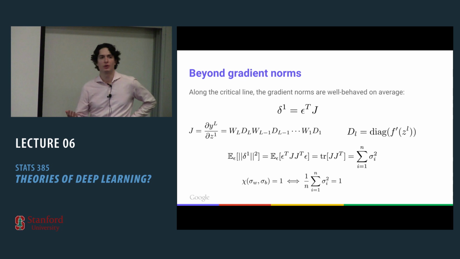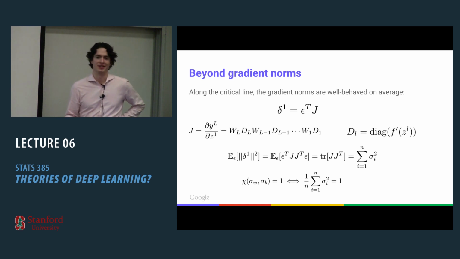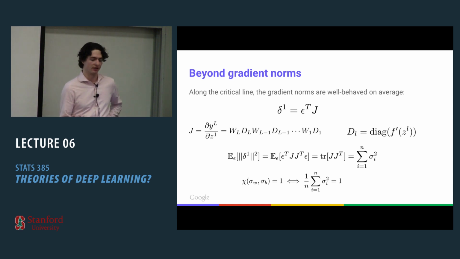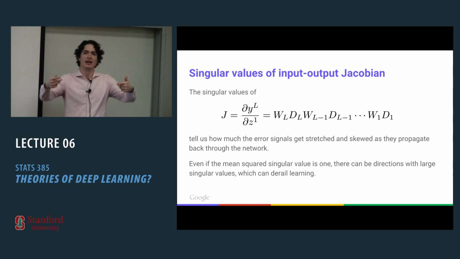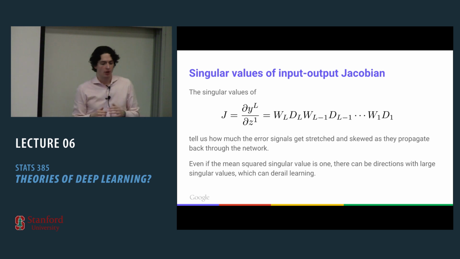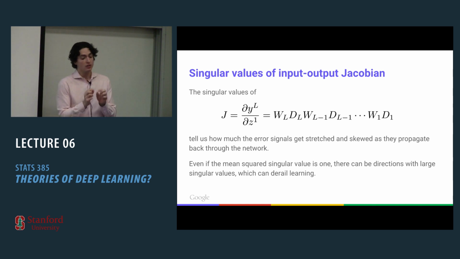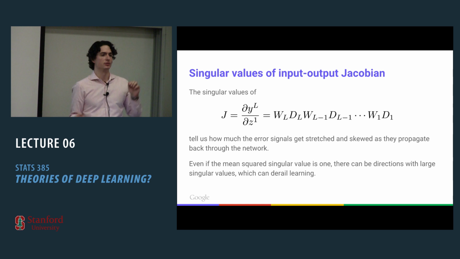But this also raises the question, what about the other singular values? Not just the second moment of the singular value distribution, but what about the whole distribution itself? Is that relevant? So the singular values of this input-output Jacobian matrix tell us how error signals can sort of stretch and skew as they move back through the network. And even if the mean squared singular value is 1, so on average, things look good, you can still have a large skew in the distribution with some large singular values and a lot of small ones, for example.